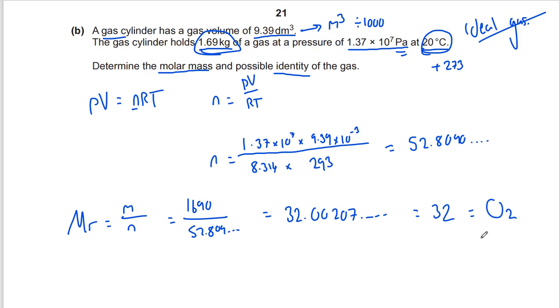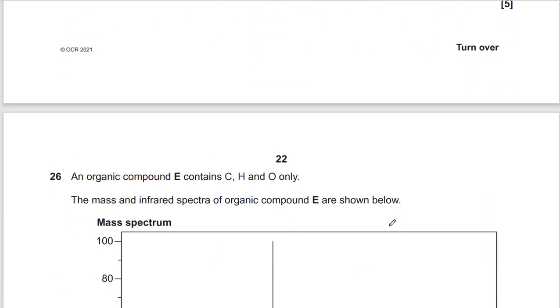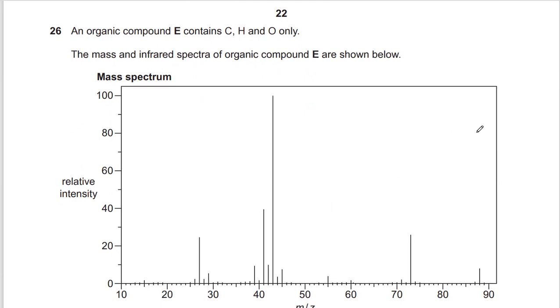And of all the common gases you've come across at AS level, oxygen is really the only one that fits the bill. So moving on then to the final question of the paper. Organic compound E contains carbon, hydrogen and oxygen. Only that is important because it very much limits what we can put in there.